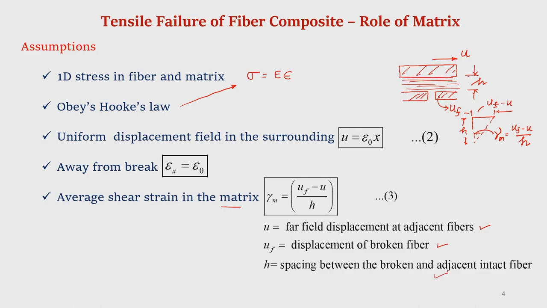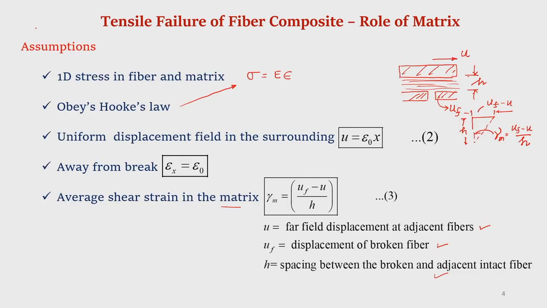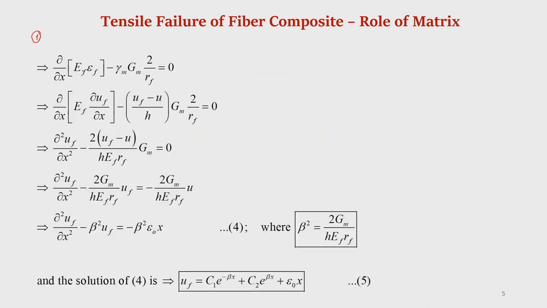Okay? So, with these assumptions, we can now write equation number 1. What was equation number 1? You can see that del sigma f del x is equal to 2 by Rf into tau m. So, instead of sigma f, we write Ef into epsilon f. Okay? This is from the one dimensional stress strain relationships and Hooke's law. And instead of tau m, we write gamma m into Gm. Again, it is Hooke's law.